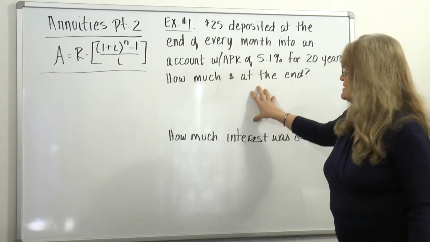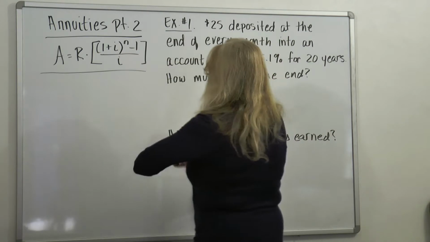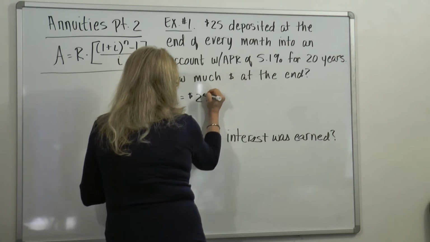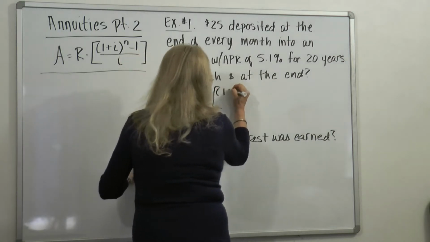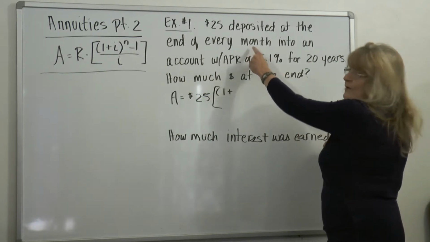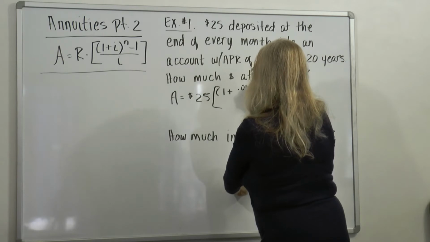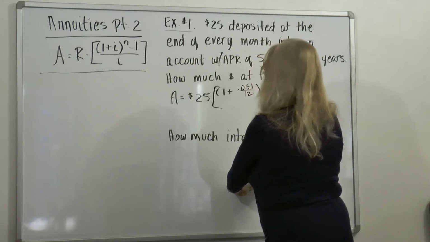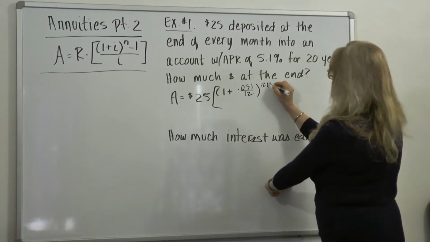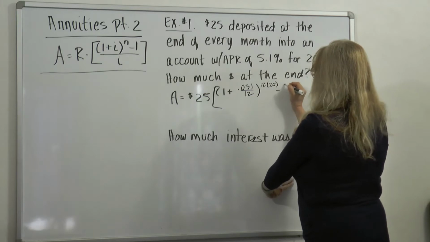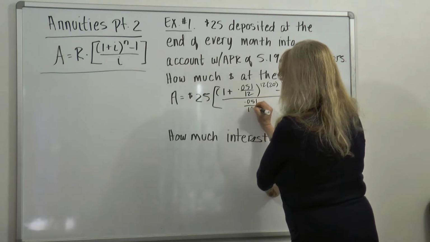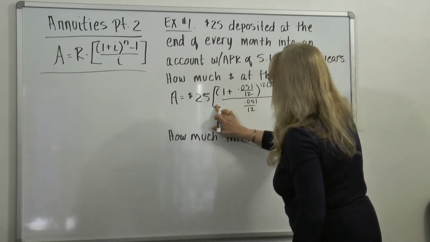So first let's do this part. This is just simply using this. So the amount at the end is going to be $25 deposit. Then we have 1 plus our I is 0.051. We're doing monthly, so divided by 12. So 0.051 divided by 12. And then my N is 12 months in a year for 20 years. So that's the total number of deposits. Minus 1. And then over this 0.051 over 12. I told you guys, I never make this big enough.